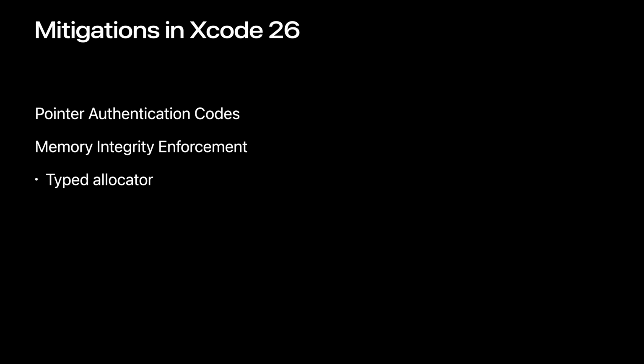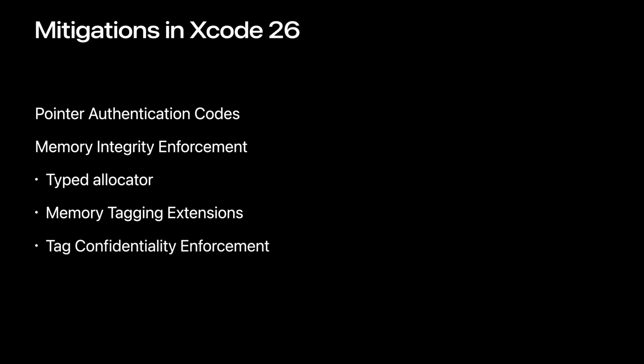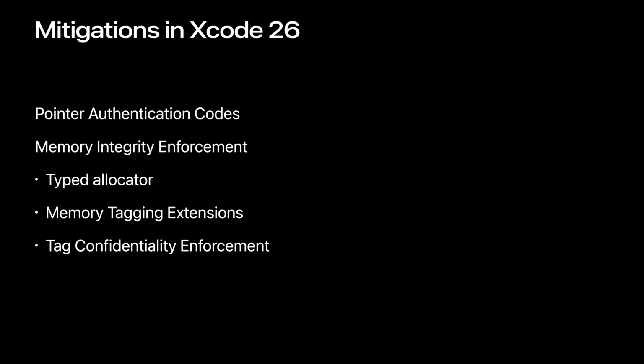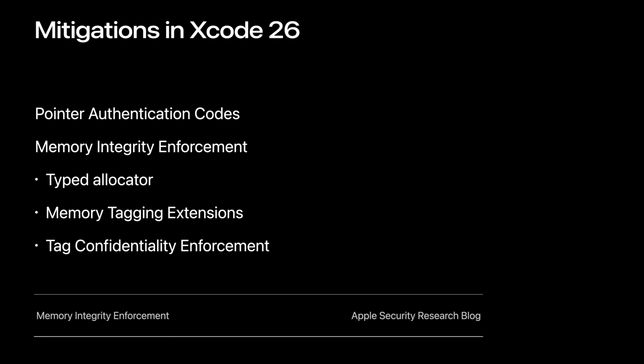Memory integrity enforcement, which launched with iPhone 17 and iPhone 17 Pro, is the result of 5 years of research, modeling, and engineering, and is built on the robust foundations provided by the secure allocators, coupled with enhanced memory tagging extensions, and security policies known as tag confidentiality enforcement. That's a lot, and there will be a lot more on those mitigations in the Adopt Memory Integrity Enforcement and Pointer Auth session later. And you can read all about MIE on the security.apple.com blog.